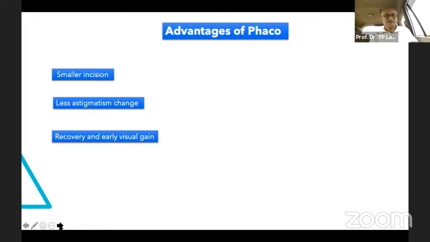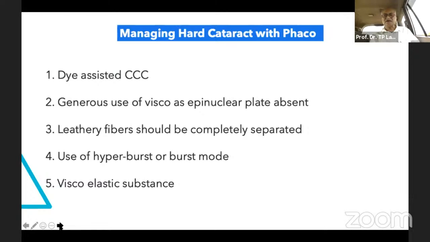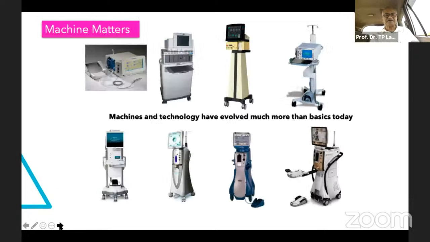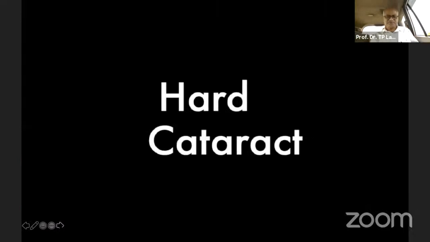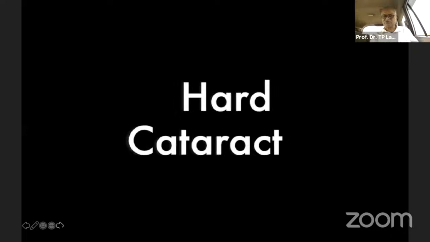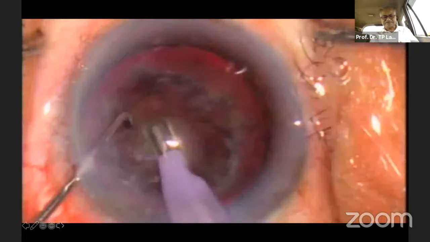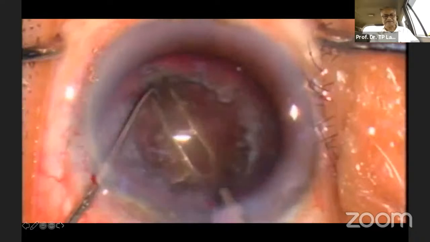The incision is very small, the astigmatism is less, and the recovery is earlier. Now, how do you manage? There are so many machines. It is not required that you have a very good machine; even a basic machine can work for hard phacoemulsification. Now here you will see what I am doing is the trench.